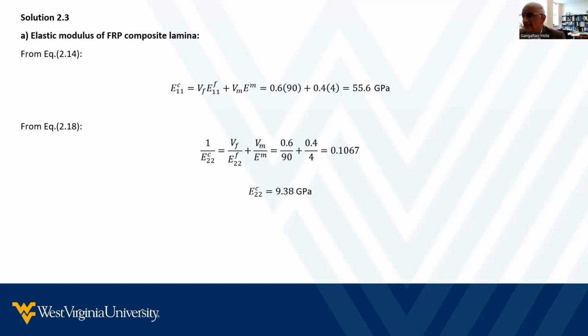This essentially translates to roughly 8 million PSI in the longitudinal direction, if it is a unidirectional composite. And the transverse modulus is close to, not quite, 1.4 million PSI. So that essentially gives you a walkthrough of how to find the stiffness of a unidirectional composite.